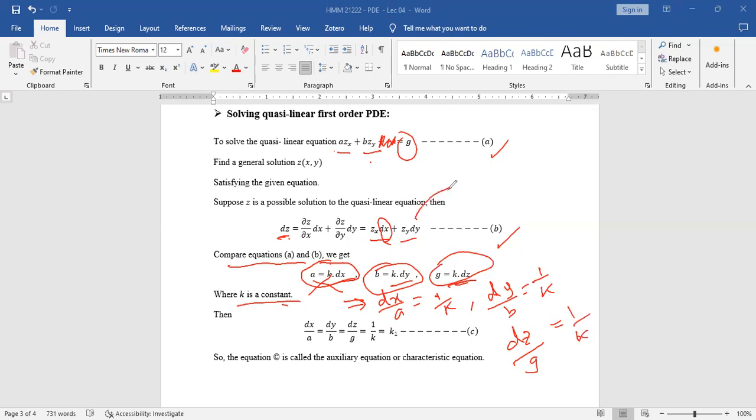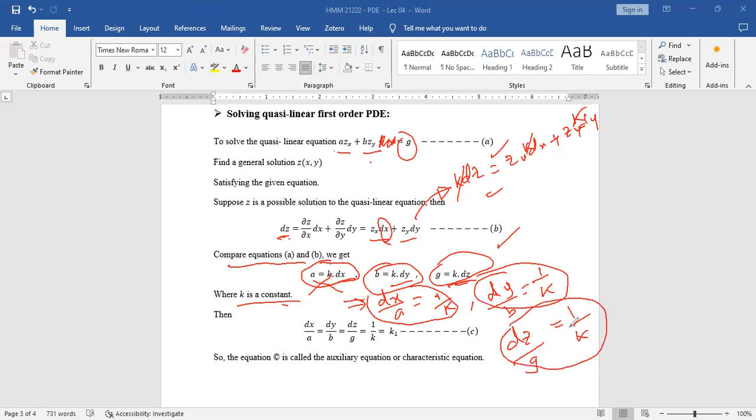See here, the reason k comes in is that our equation is dz equal to zx dx plus zy dy. Even if I take k with this and k with this, if I multiply k on both sides, nothing happens. It doesn't change anything in this equation. We are taking it for a reason. So we have dx over a equal to 1 over k, dy over b equal to 1 over k, dz over g equal to 1 over k.